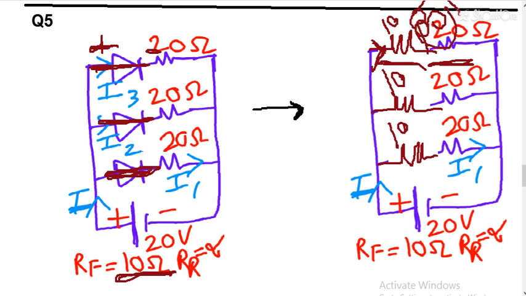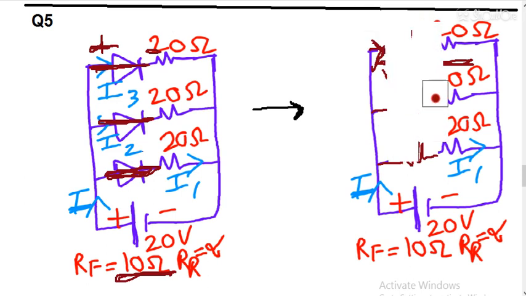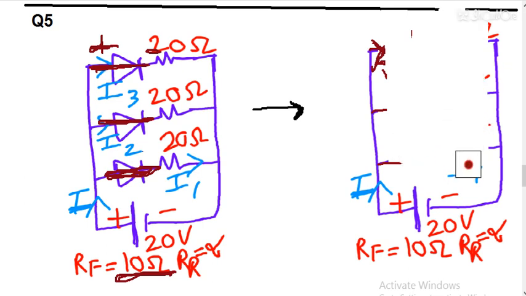So if I erase this one, wait for 1 minute. Okay, erase it. Okay, so if I redraw this one, then what will I get? I will get three resistances of what value? Three resistances of value.